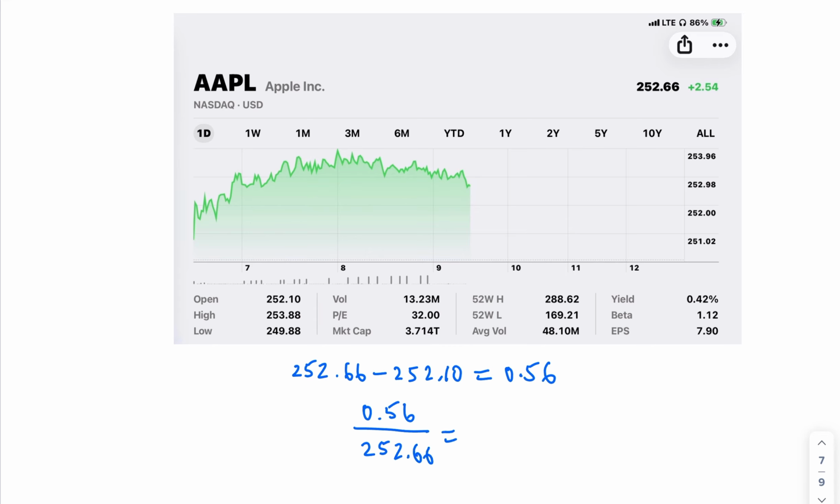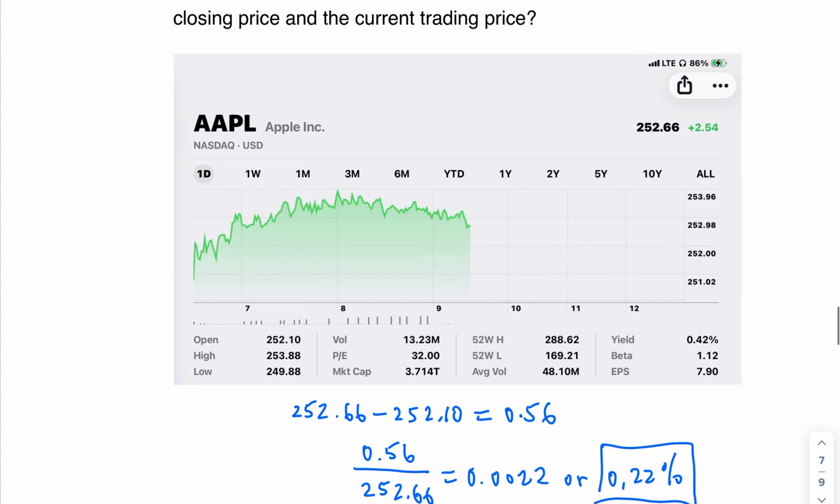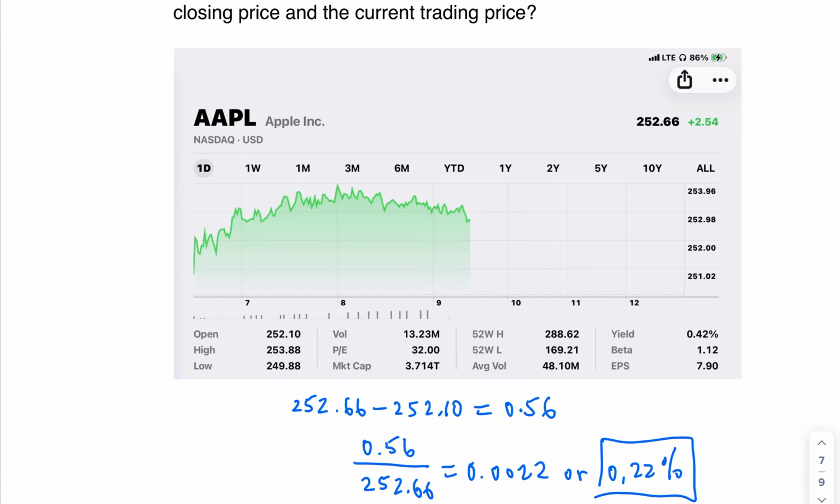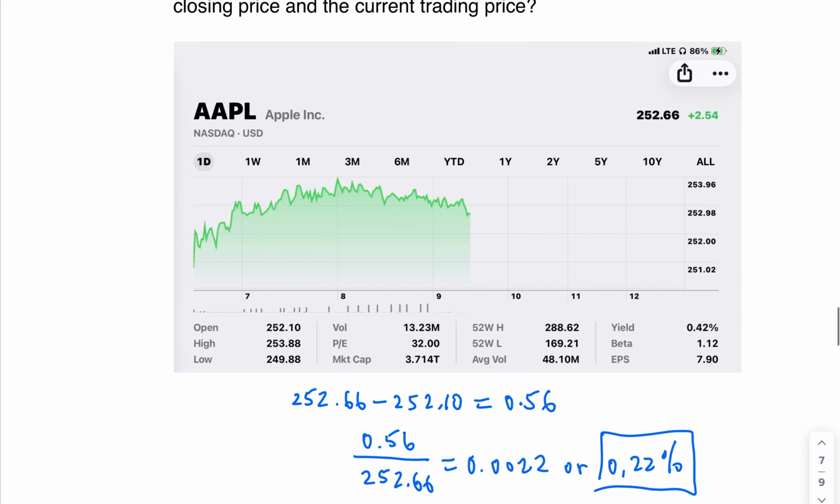And that works out to 0.0022, or 0.22% change. That is the difference in price as a percent, right? We're looking at the percentage. So this tells us that the price went up by 0.22% at the time that this graph or chart was captured.